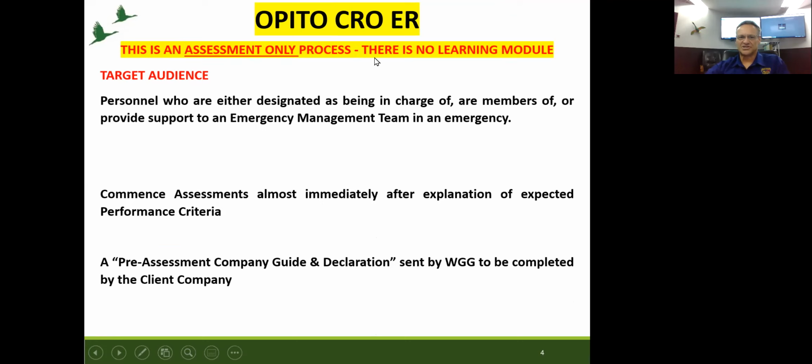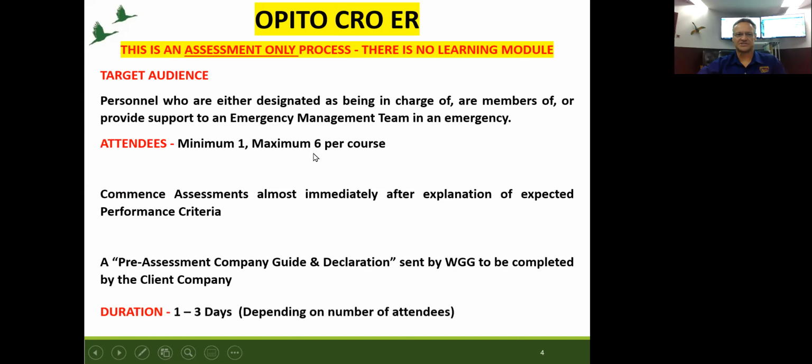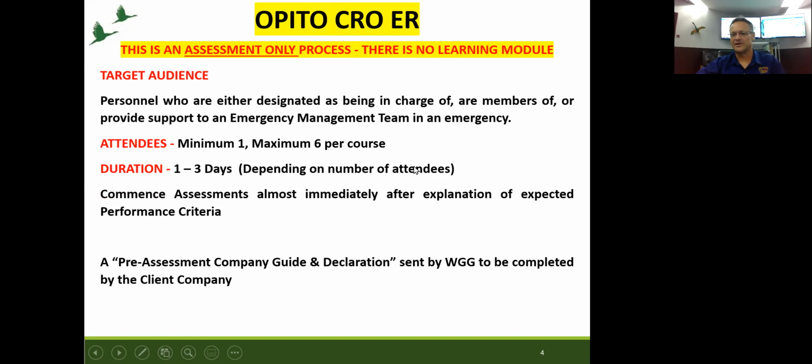The other assessment process that we have is the APIDO CROER, and again, an assessment-only process, no learning module. Target audience, people who are already a CRO. Again, it's not a learning process, so they must already be a CRO in an emergency management team, or at least be ready to undergo an assessment process that may see them signed off internally as being competent. Attendees, again, the same, minimum of 1, maximum of 6, 1 to 3 days, depending on the number of attendees.